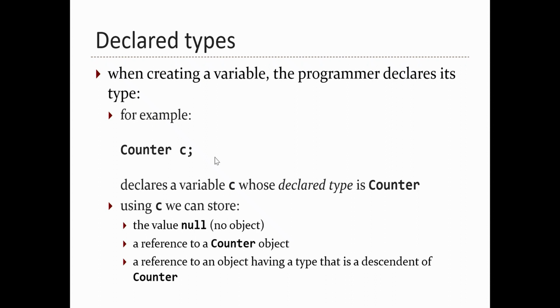That means I can use c to do different things. I can store the value null in c, because null means no object, so any reference can store the value null. I can store a reference to a Counter object in c. And I can store a reference to an object having a type that is a descendant of Counter. In other words, I can store an object of any subtype of Counter. So I can store a ThrowingCounter or a StoppingCounter. Wait, we don't have a WrappingCounter. I can store a StoppingCounter or a ThrowingCounter in a Counter reference.